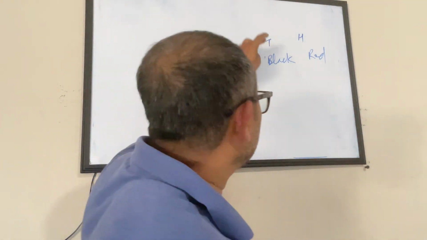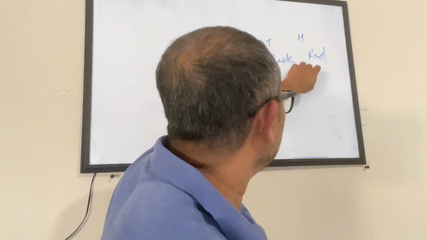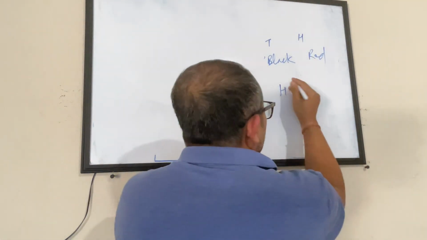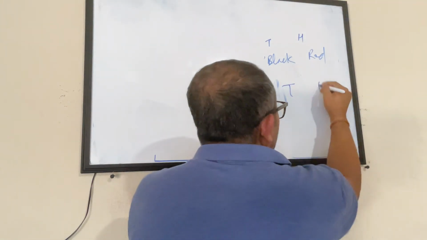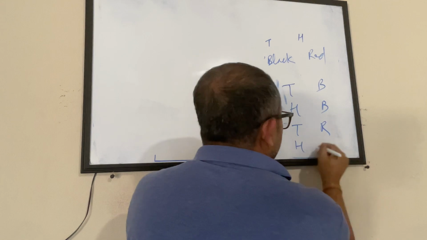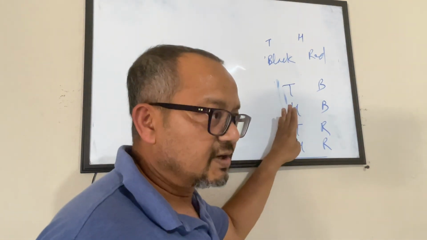So what are the options that you have? You can buy a Toyota with a black, Toyota with a red, Honda with a black, Honda with a red. Okay, so you basically have Toyota black, Honda black, Toyota red, Honda red. This is one option. The other 4 possible options you have.